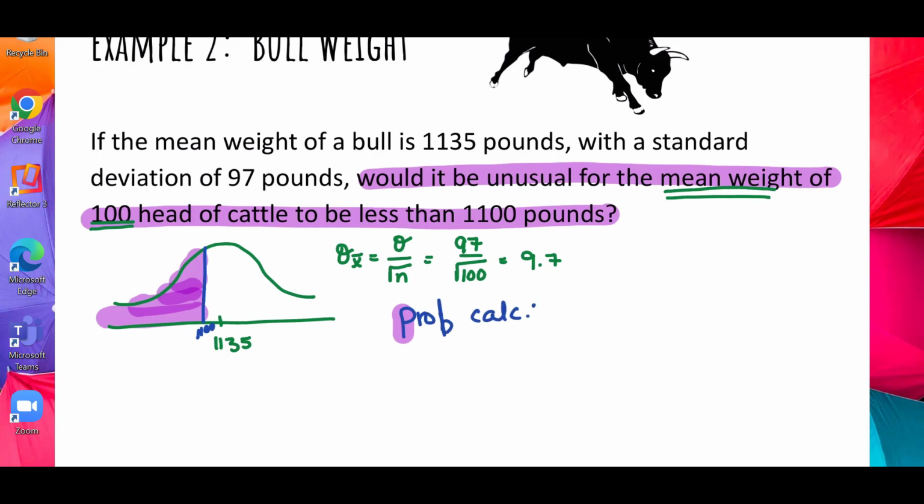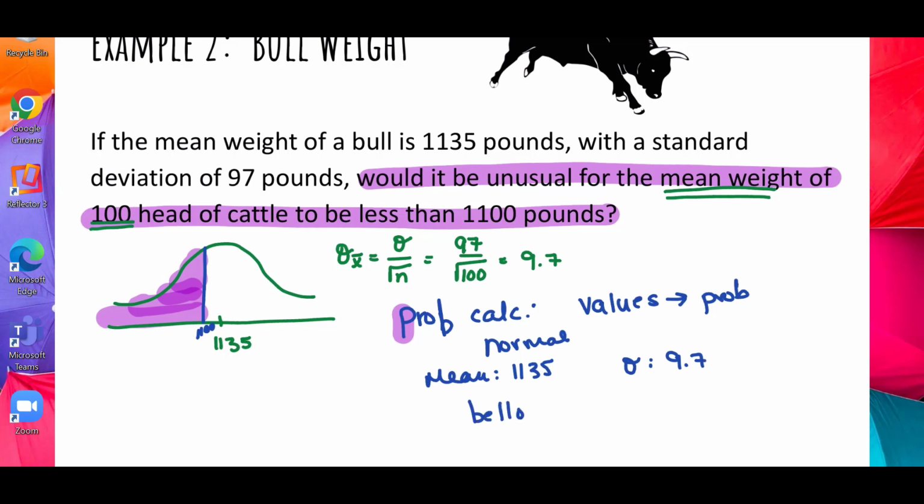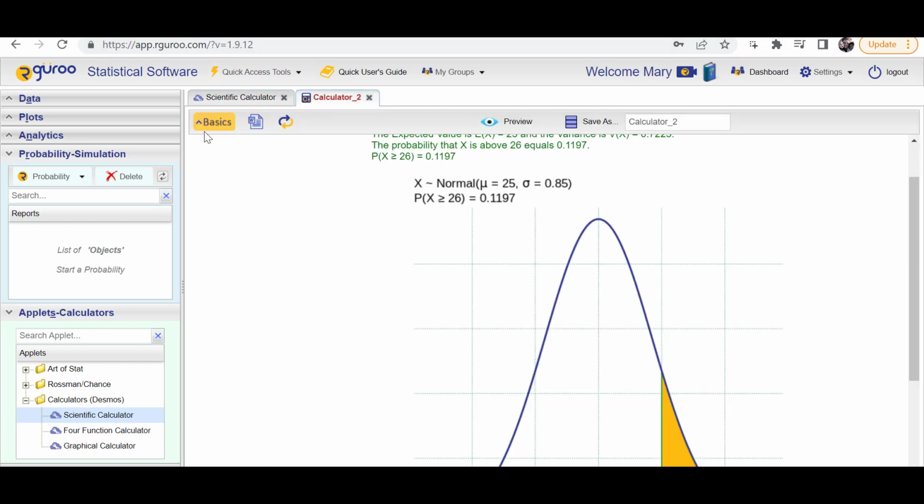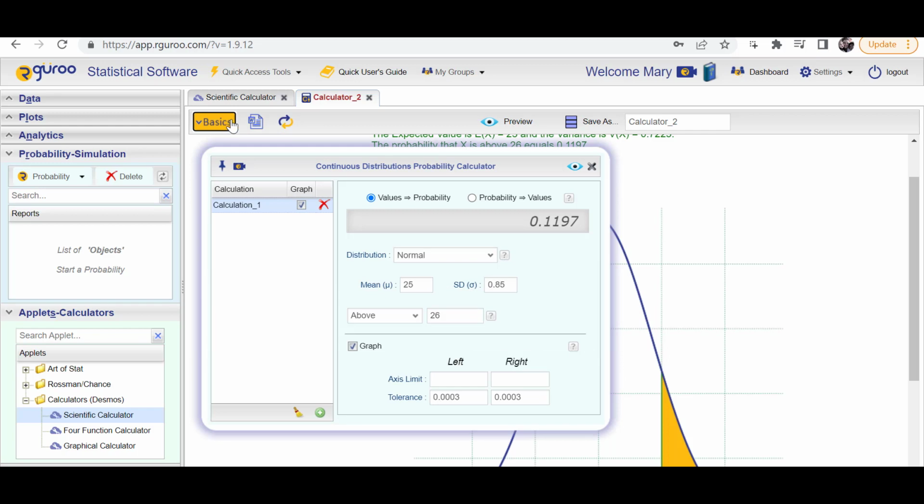We're going to do values to probability. It's going to say normal distribution with a mean of 1135 and a standard deviation of 9.7, and we're going to do below, oops, I misspelled below, only one L, below 1100. That's what we're typing in. So let's go back here, and I just toggle back over to my calculator, and I can just hit basics and then change everything there.